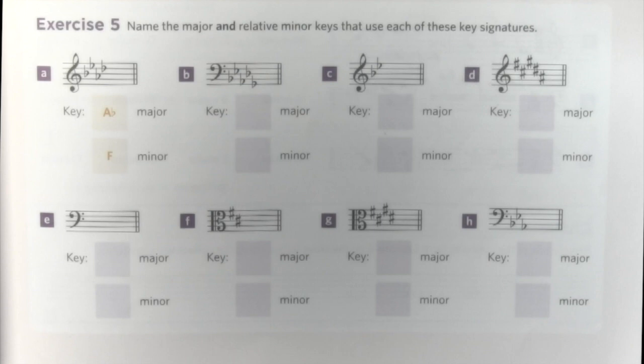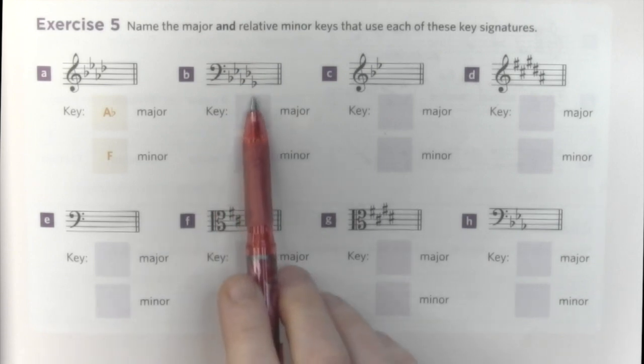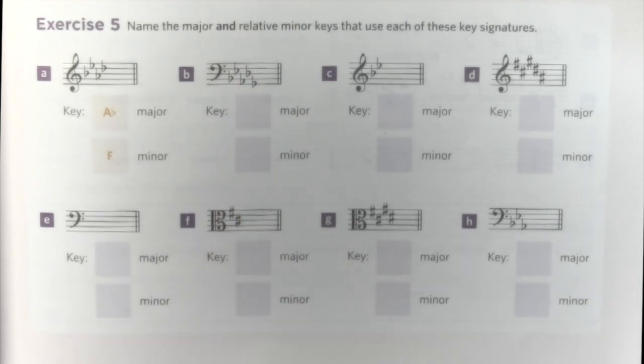In exercise 5, we are asked to write the keys, the major and relative minor of the given key signatures.